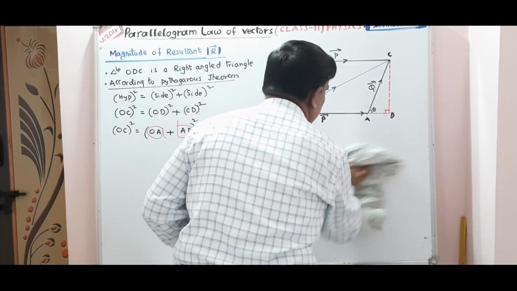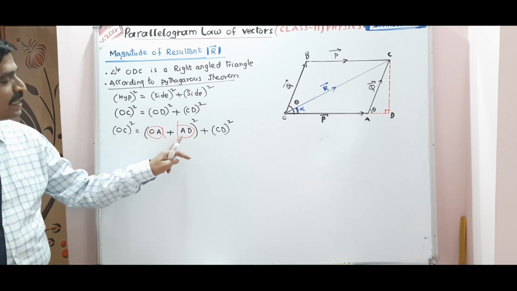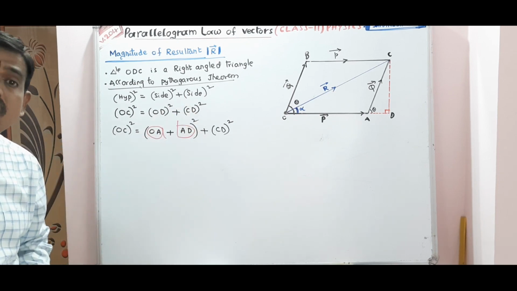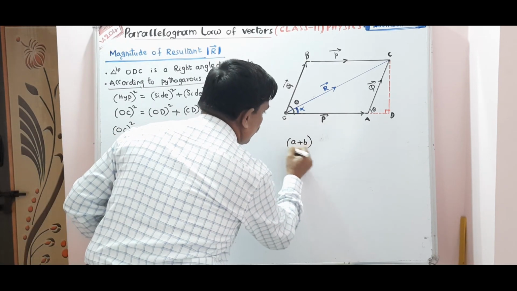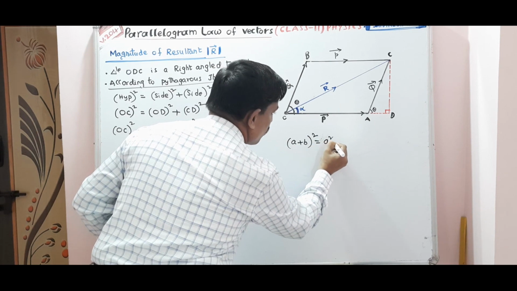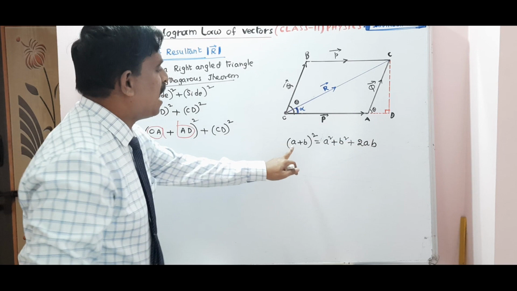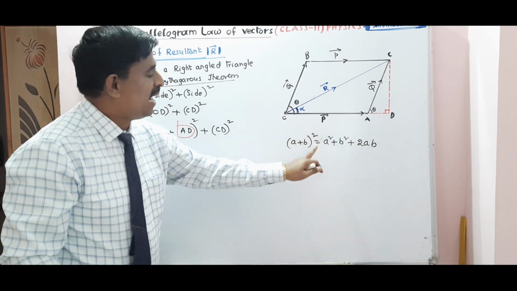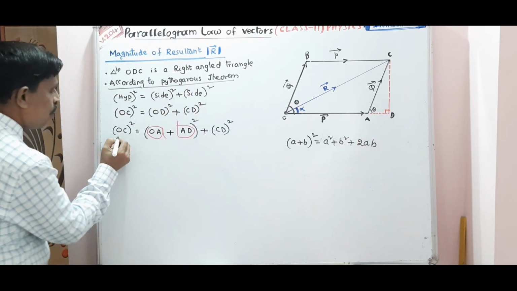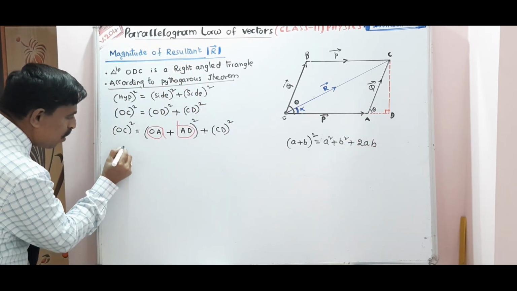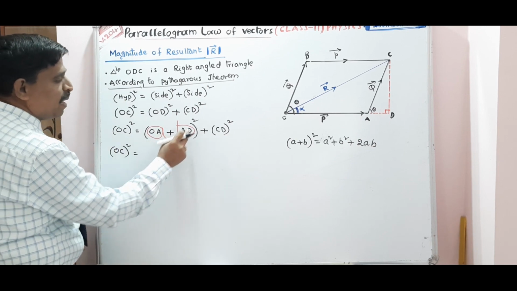What is the formula for A plus B whole square? A square plus B square plus 2AB. So OC square is equal to, it is in the form of A plus B whole square.